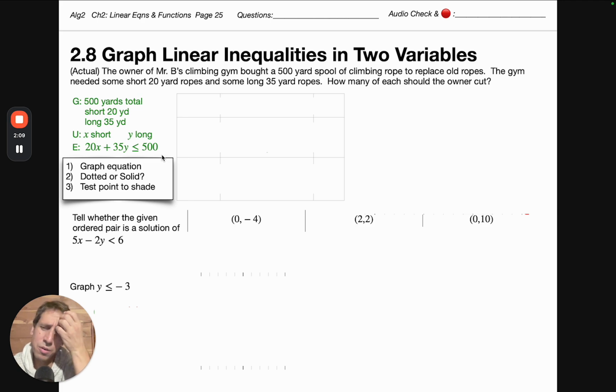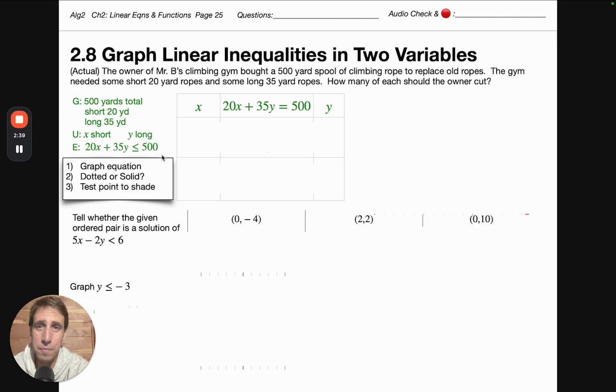The gym owner said, well, yeah, I want to make sure I use all 500 yards, so how many of each should I cut? He thought there was one answer, and he was confused because he wanted to know what that one answer was. So I'm going to graph the equation, decide dotted or solid, and test a point to shade. I'll tell you what all that means in a second. Anyway, so equation, table, graph. Let's take a look and visualize it.